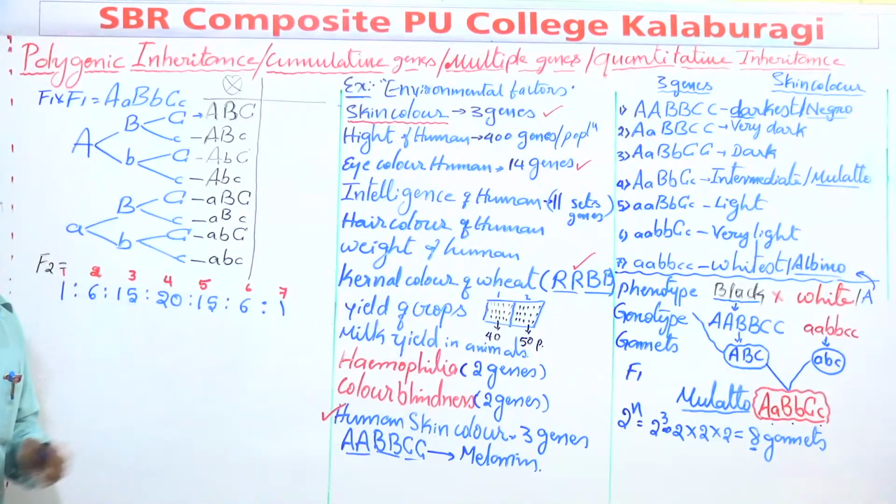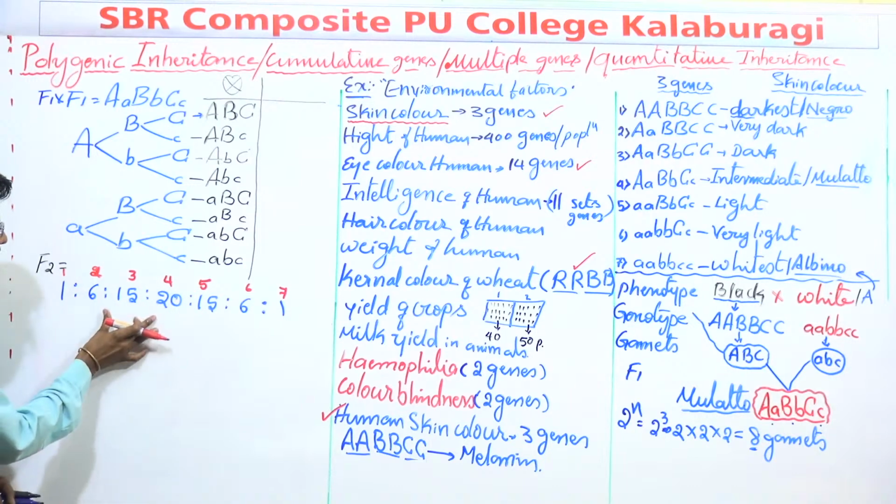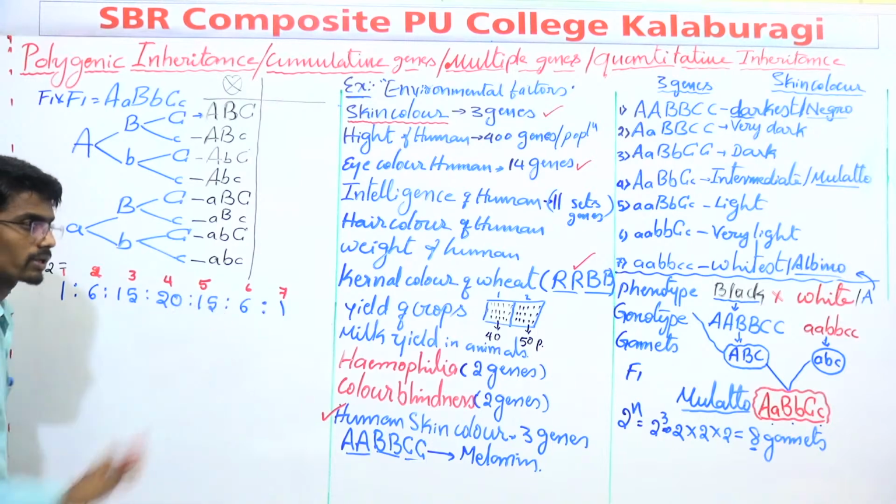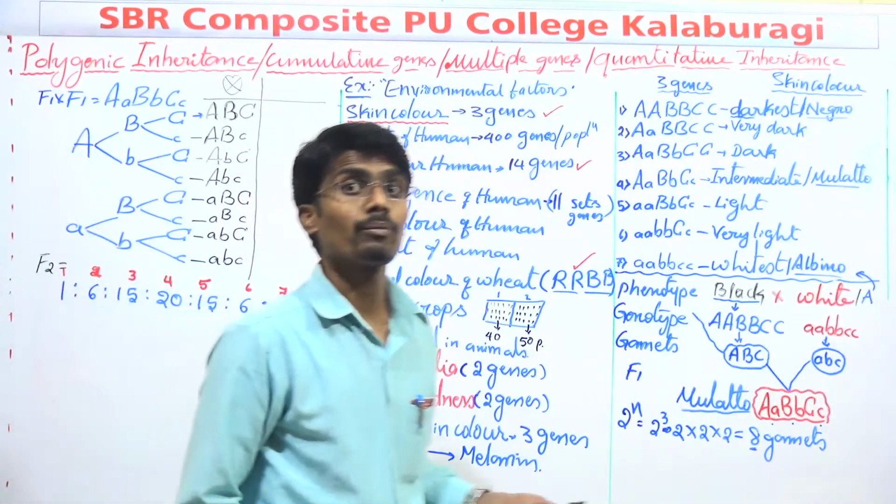Negro. That is what? Albino. Okay, these are the possibilities. Based on this phenotypic ratio, they will ask some competitive examination questions.